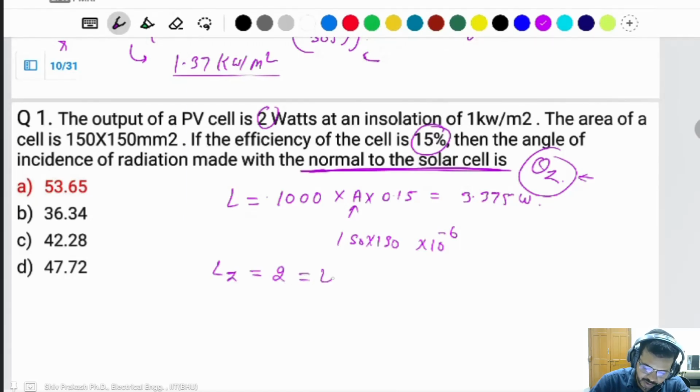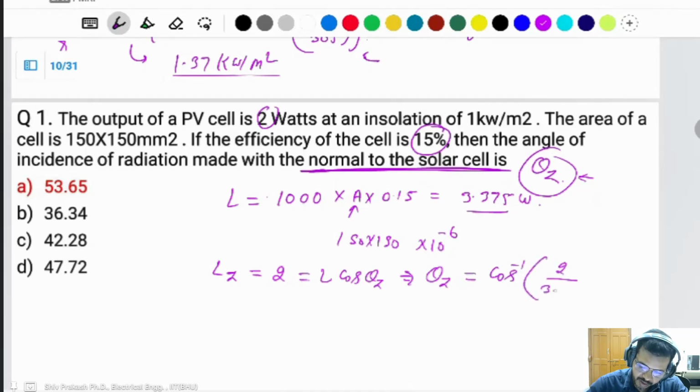This will be L into cos theta z, zenith angle. Zenith axis insolation is known as L cos theta. The L is given as 3.375, and it will be 2. Then what is the zenith angle? Theta z will be cos inverse of 2 divided by 3.375. It will be 53.65 degree.